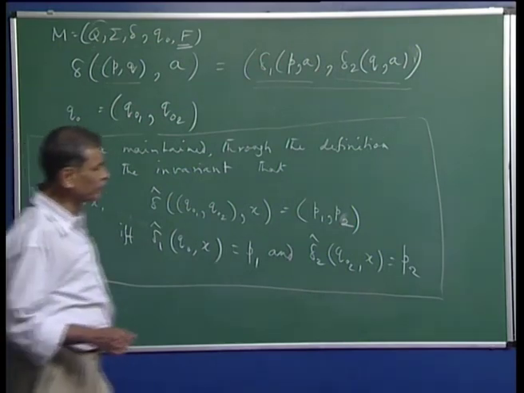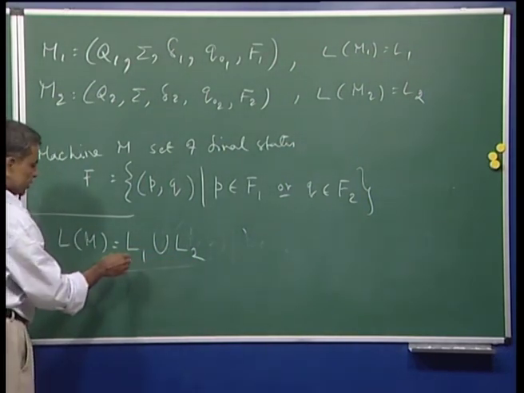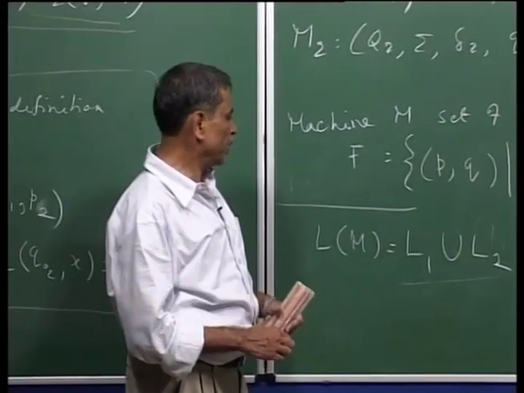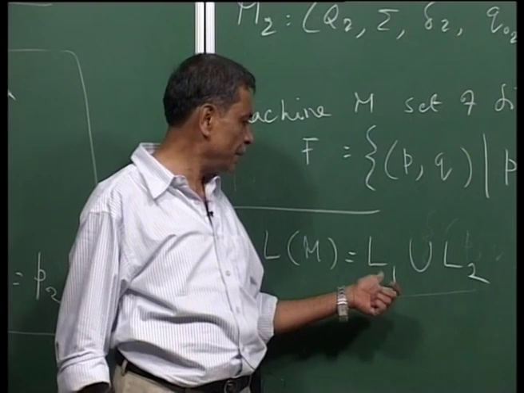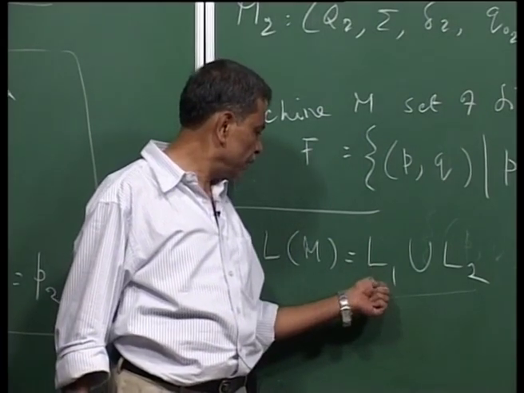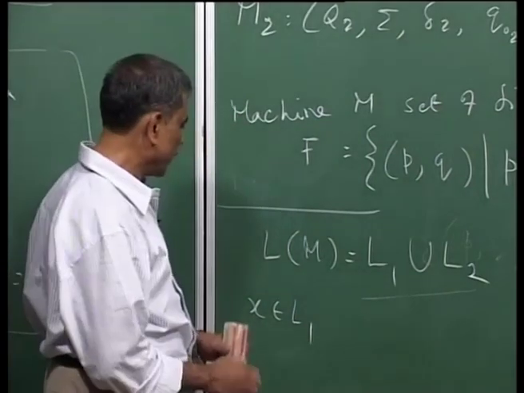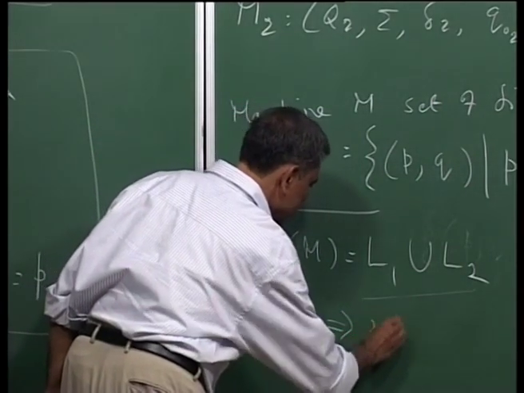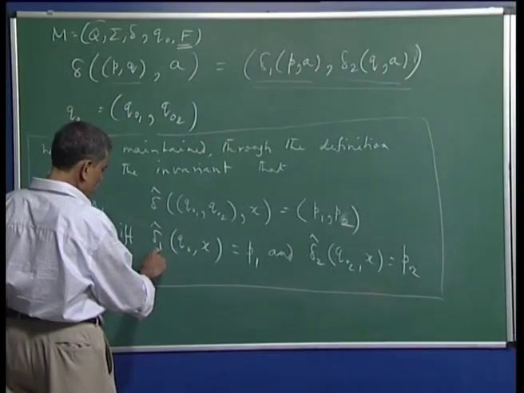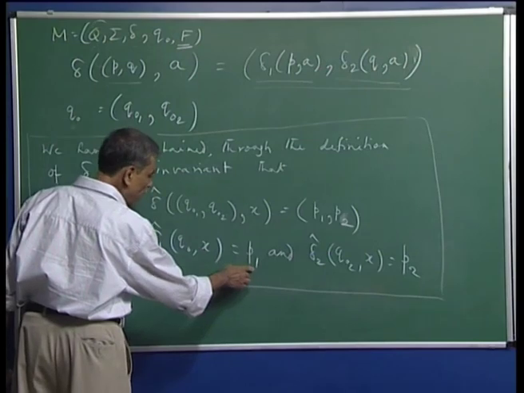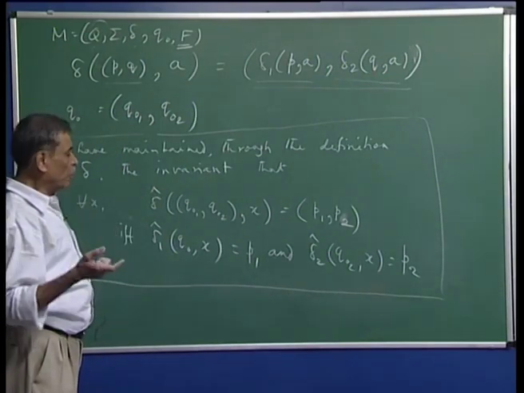Why? Very quickly, because again this is a set equality. So, let us take a string from L1 union L2. It means that the string is in either L1 or L2. So, without loss of generality, suppose that string x is in L1. I want to prove that then x is in the language accepted by M. Suppose x is in L1, that means delta 1 hat of q01 and x is some state p1, and since x is in L1, p1 is one of the final states of M1, right?